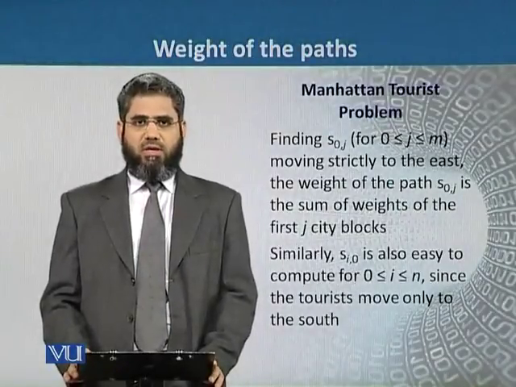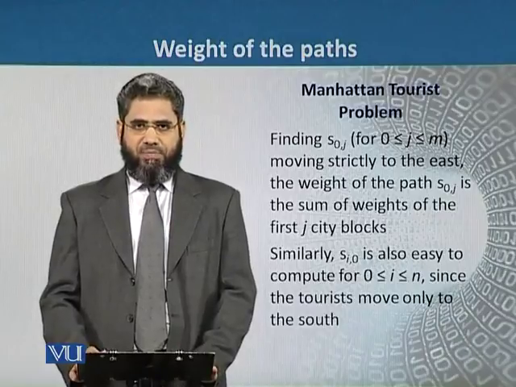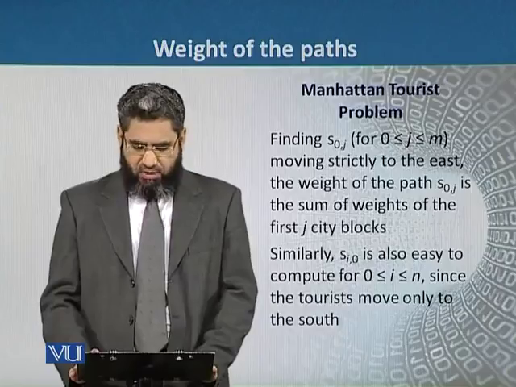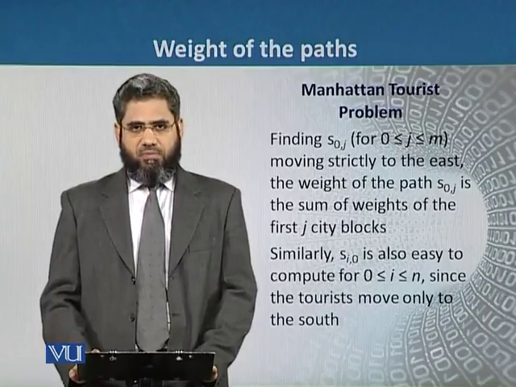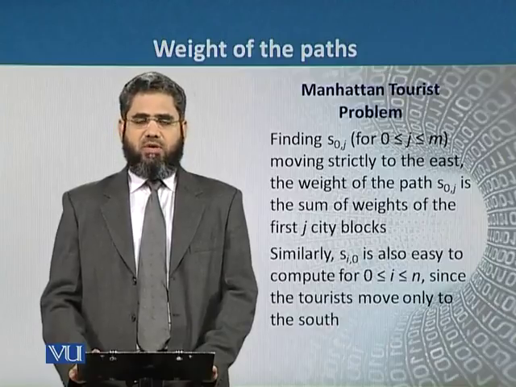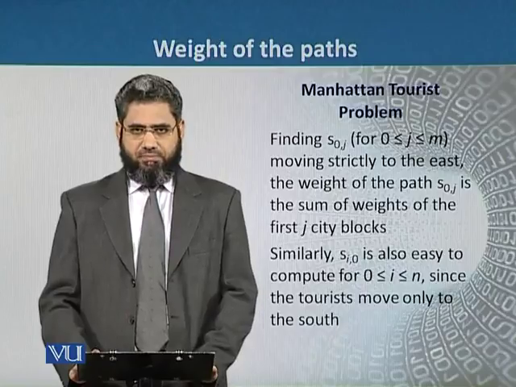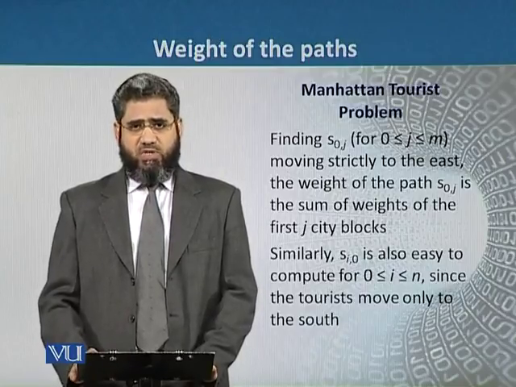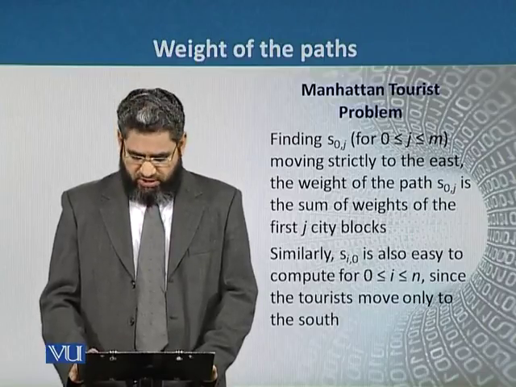We are doing the Manhattan tourist problem in the form of a grid. So in order to find the value of S0j, for which 0 is less than or equal to j and j is less than or equal to m, it is not very difficult to find this value. In this case, the tourist does not have a choice of their own.